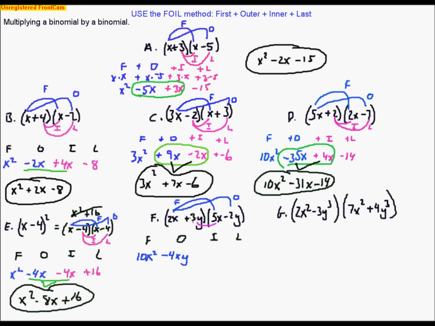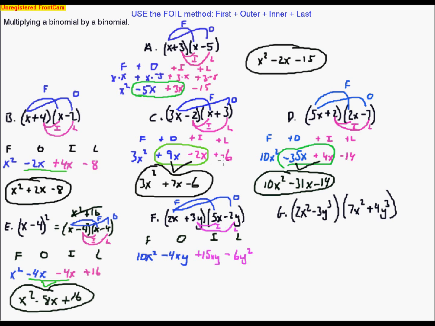So the inside terms, 3 times 5 make 15. And then we have yx. Well, yx is the same as xy, so let's just write it that way. And then we have our last terms. Last terms are 3y and a negative 2y. That makes a negative 6y squared because there's two y's being multiplied.